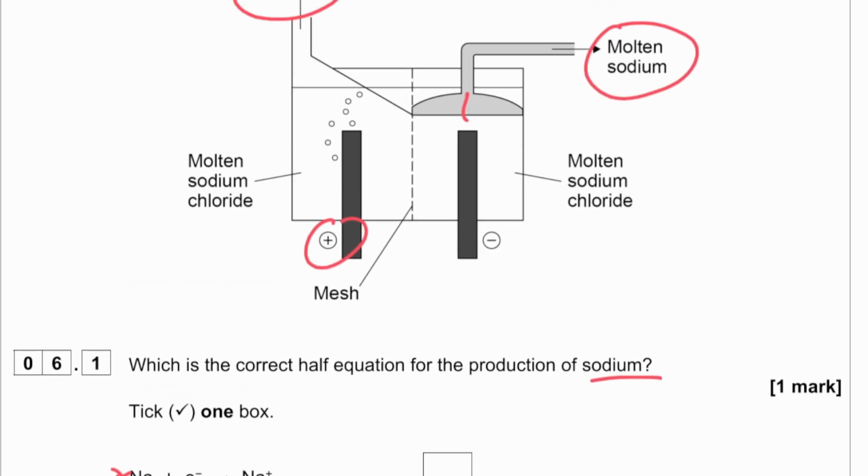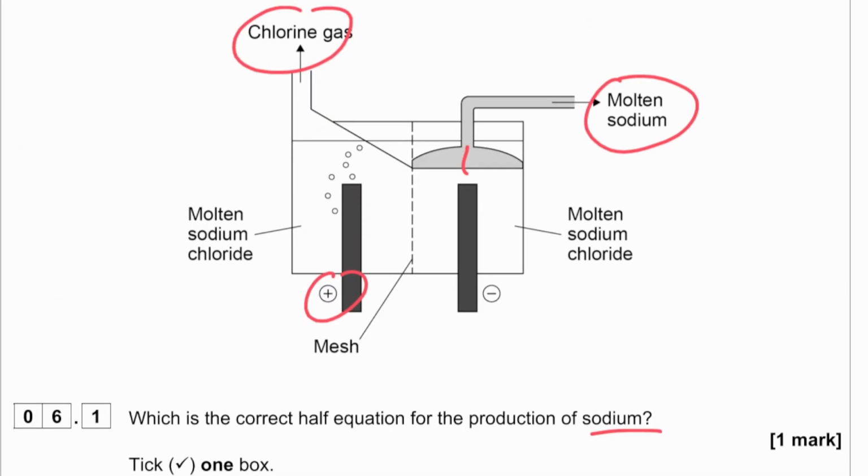Now, if we look at our diagram, what we'll notice is that the sodium is produced at the negative electrode, and that's where it's happening. So essentially, what must happen is you need to have an ion that combines with the electrons at the negative electrode, i.e.